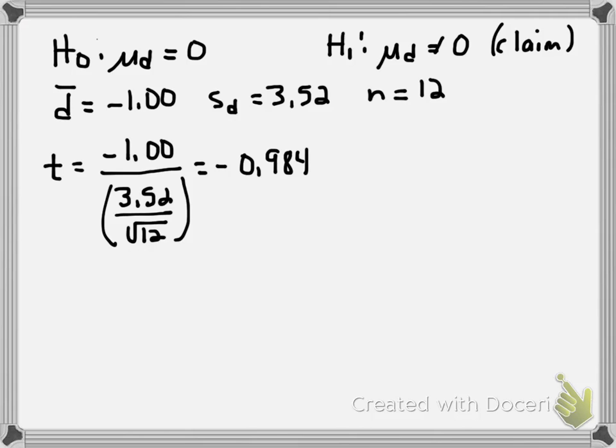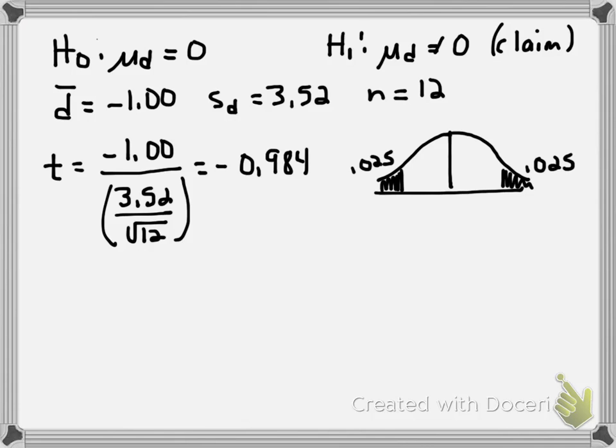Now let's find any critical values. Because of the not equal to sign in H1, we know that we have a two-tailed test. They told us that alpha is 0.05, so we have 0.025 in each tail, 0.95 in the center. Since the sample size is 12, the degrees of freedom would be 11. So using table A3, you should find the critical values to be negative 2.201 and a positive 2.201.